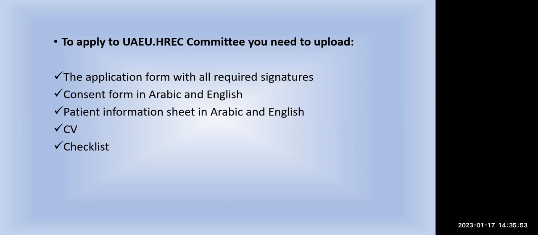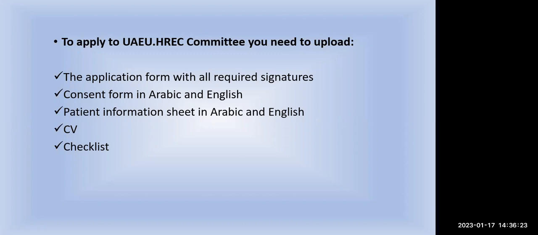You can download the application form of the appropriate committee, not necessarily the Human Research Ethics Committee, but all other committees. When you enter the domain of that committee, there will be the documentation that you need to download and upload. The application form requires the signature of the PI, the signature of the co-investigator, and the signature of the chair of the department. These are very important signatures to be there.